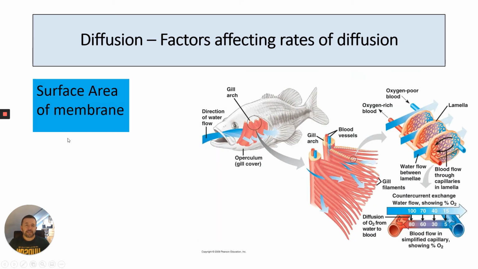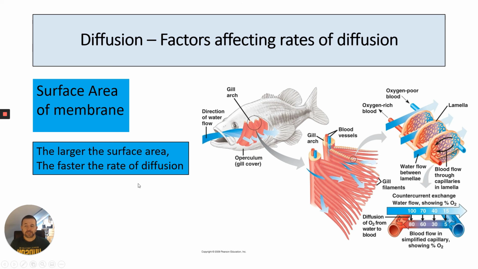Third factor affecting rates of diffusion is the surface area of the membrane. So here I've got a fish, and they have gill filaments or gills that allow them to absorb oxygen from the water. And you'll see each gill has a large surface area. That large surface area allows as much oxygen to get in contact with the gill filaments as possible to increase the amount of diffusion. So the larger the surface area, the faster the rate of diffusion.